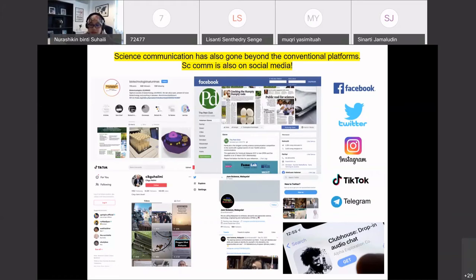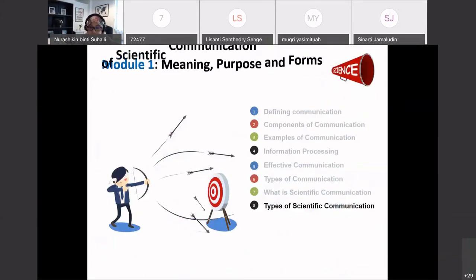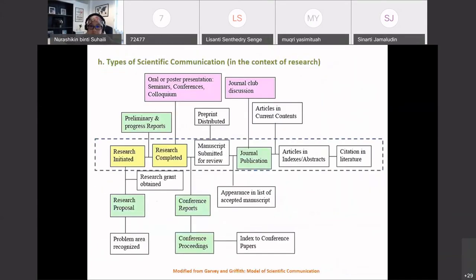Okay? All right. So what are the types of scientific communication? Okay, now we go back to the formal platform. Okay? Right. So if you see this figure, let's say my mouse.